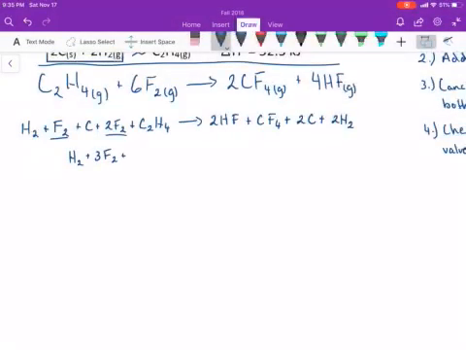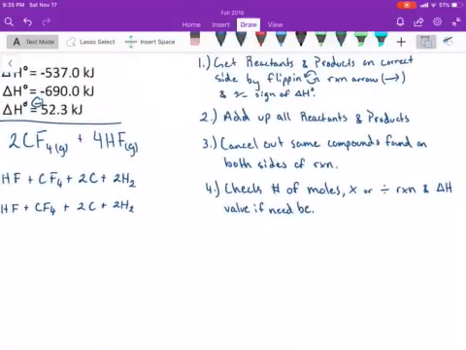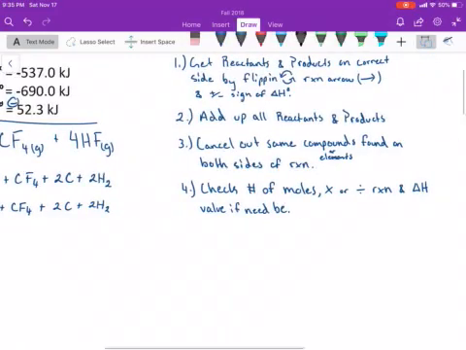3F2 plus C plus C2H4 goes to 2HF plus CF4 plus 2C plus 2H2, okay? So here, now we move on to step 3. Cancel out the same compounds, or elements, whatever, say molecules found on both sides of the reaction.